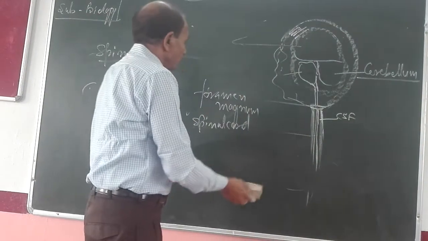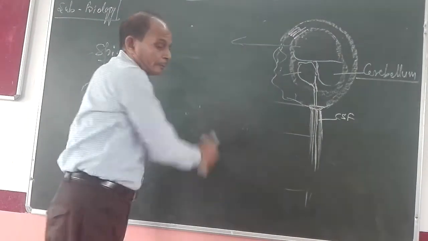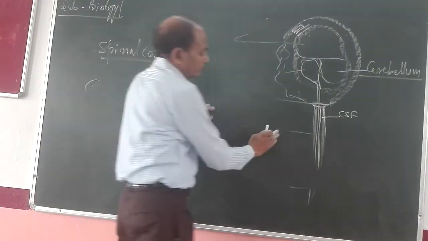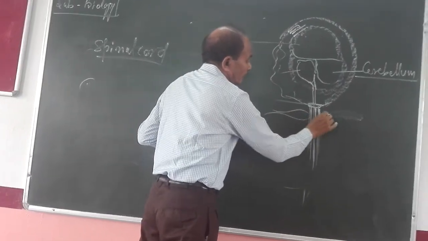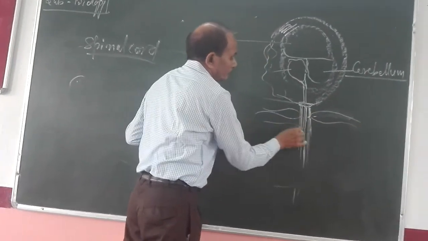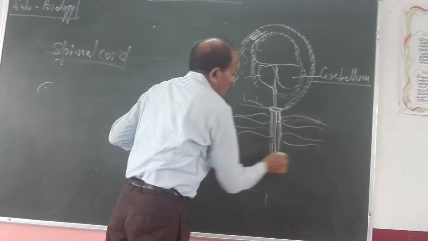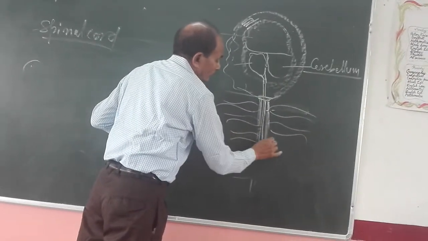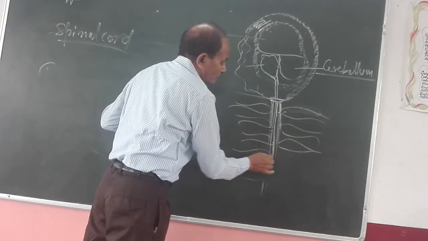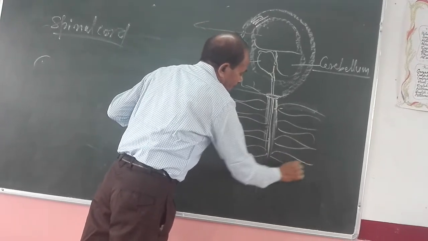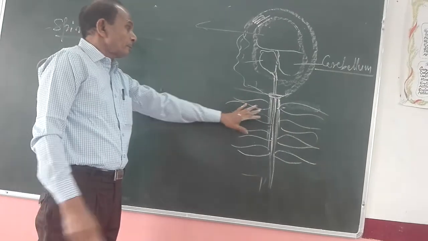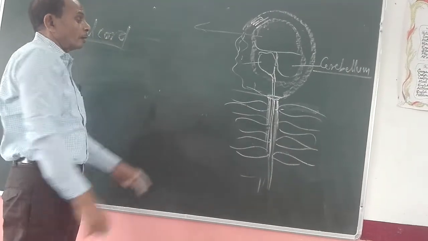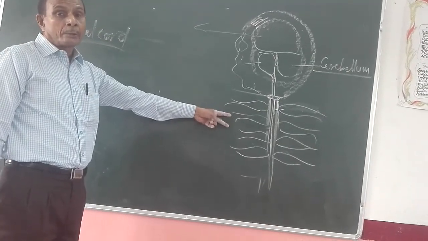From this spinal cord, a total of, not 12, sorry, 31 pairs of nerves arise. These 31 pairs of nerves which arise are known as spinal nerves. Clear?